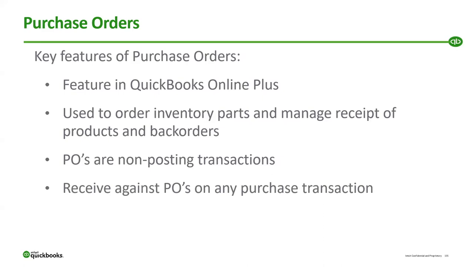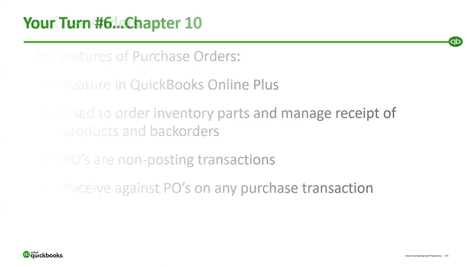Receiving against purchase orders on any purchase transaction. We've actually already talked about this. You generate the PO. The items are received in against the PO, which reduces the PO down until that PO is closed out. Once the PO is closed out, we go ahead and pay the bill associated with it.